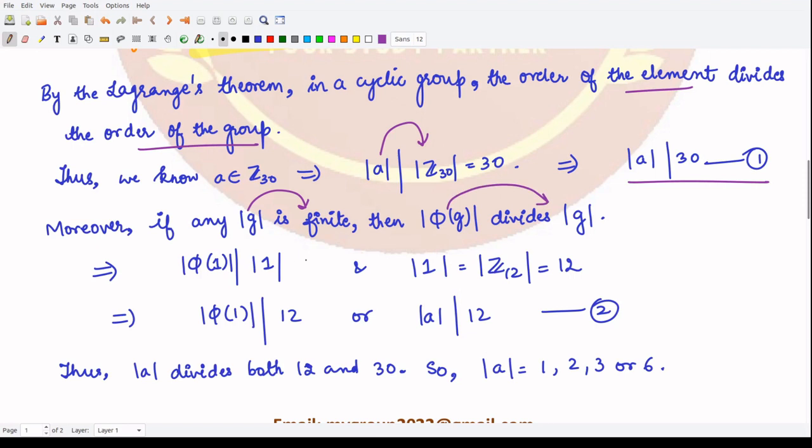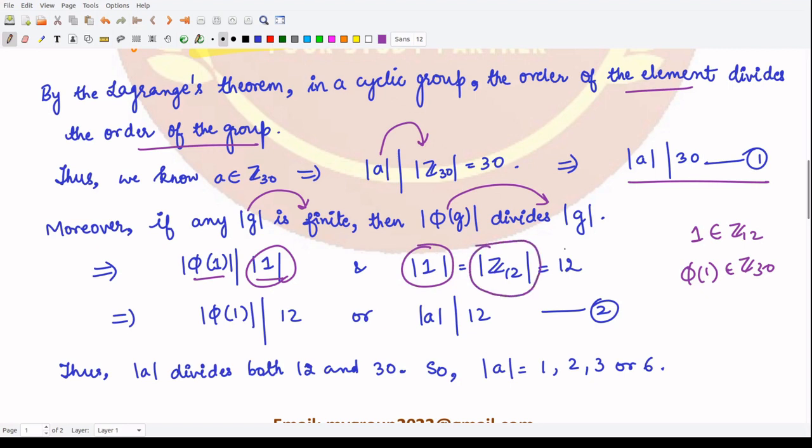So here we know that the element 1 is present in Z12. So phi of 1 would be present where? In Z30, correct? Because that is our homomorphism. That is how we are defining the mapping. Hence, phi of 1 would divide the order of 1, correct? And what is the order of 1? Order of 1, because it is a cyclic group and it is the generator, is equal to the order of the group, which is Z12, and the order of this group is 12, that you know. So that means phi of 1 should definitely divide 12, right?